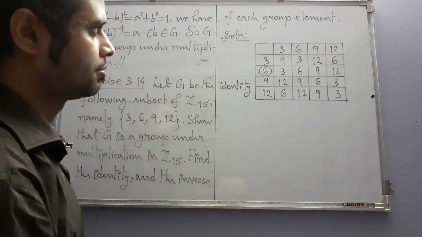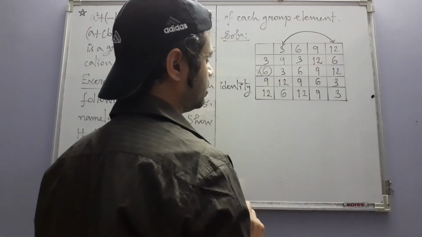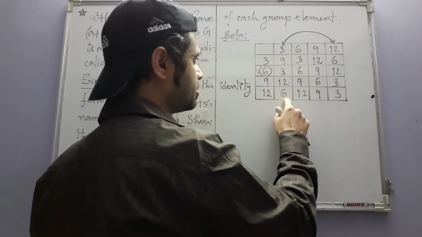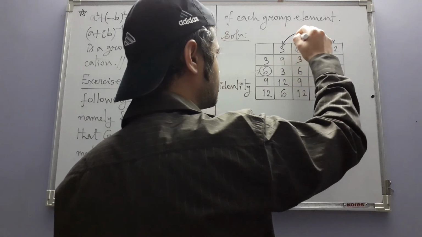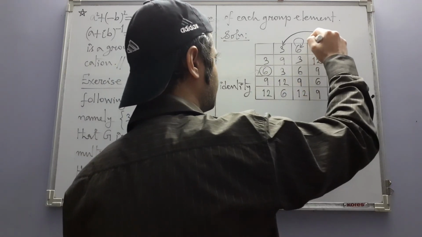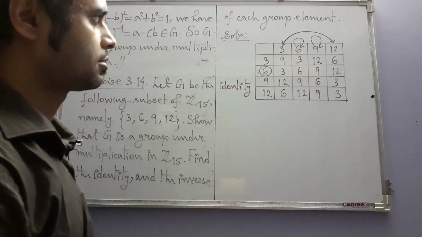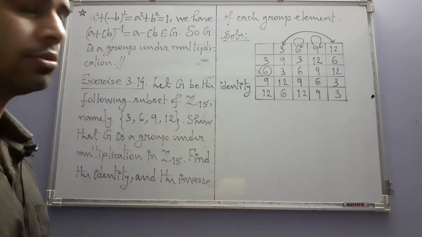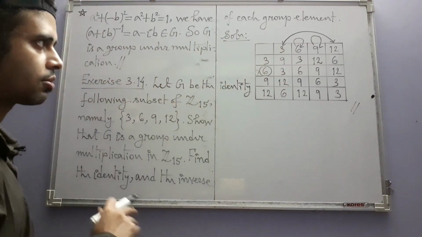So that means 3 and 12 are inverses of each other, because 3 times 12 is 6, 12 times 3 is 6. We are getting the identity. The inverse of the identity is of course itself. 6 times 6 is 6, and the inverse of 9 also happens to be itself. 9 times 9 is 6. So identity is there. Each element has an inverse, so it is a group. Okay, so you write all those things and complete the solution.